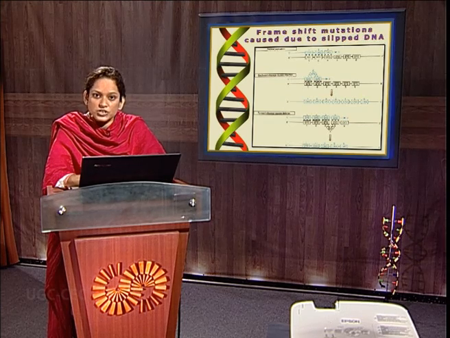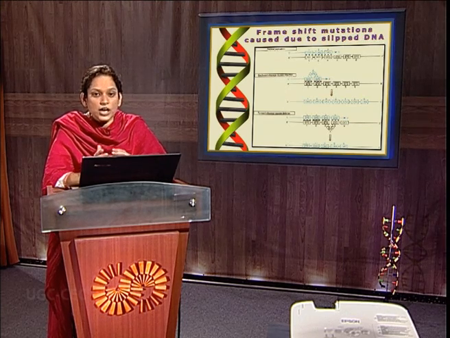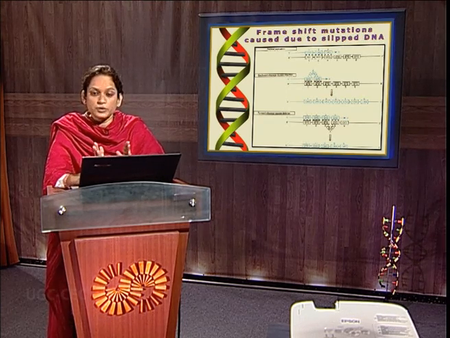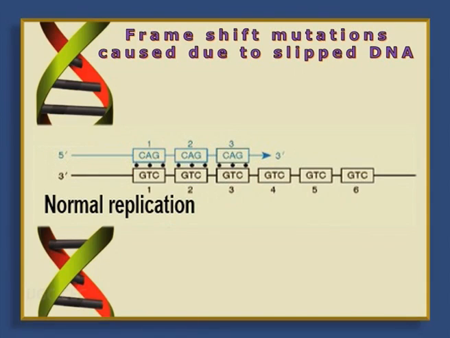Frame shift mutation. What is frame shift mutation? Frame shift means the mutation which is occurring due to the change in the reading frame of a protein. Now, due to the change in the reading frame of a protein, the base sequence gets changed. As a result of change in the base sequence, the amino acid sequence gets changed, and as a result, there is a change in the protein structure. And as a result, that leads to the formation of different kinds of protein.